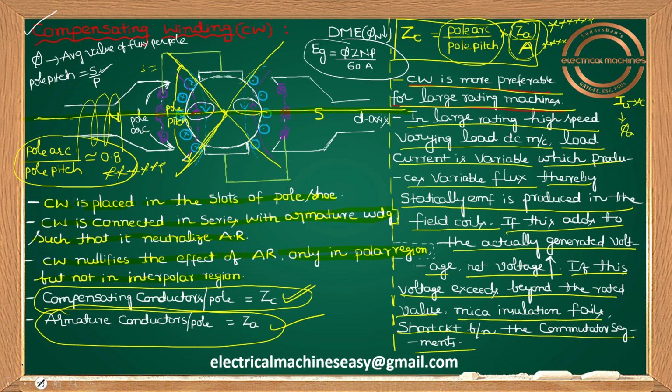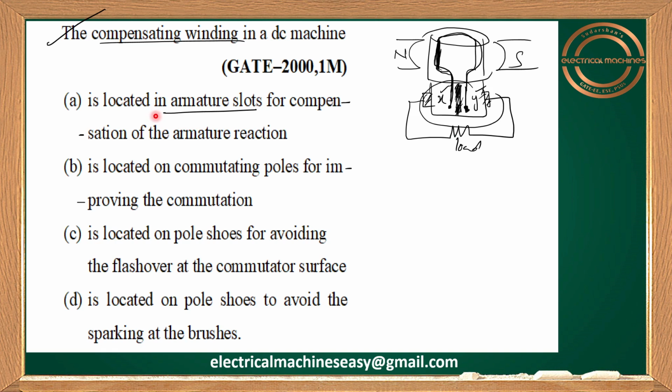So I'm not placing your compensating winding here. It is here. Okay, so option A, it is located in armature slots for compensation of armature reaction, is wrong. Let me go for option B. Is located on commutating poles. There is nothing to confuse. Commutating poles means interpoles, which we'll discuss in the next class. The compensating winding is not located on commutating poles, not located in interpoles. So option B is also wrong.